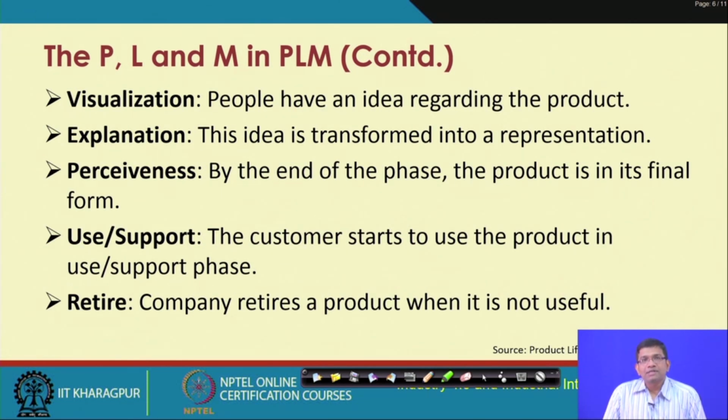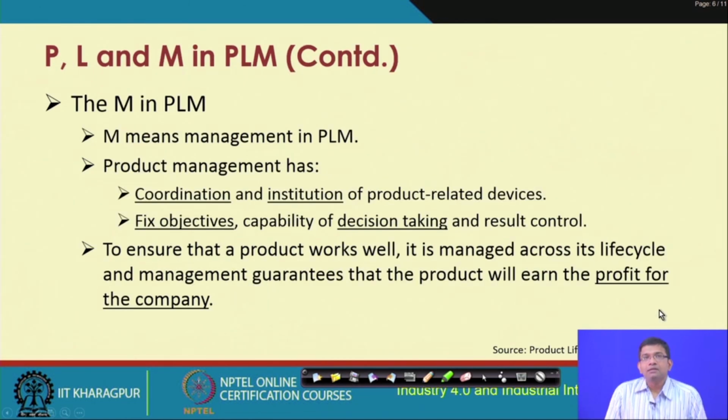Perceiveness or perception is at the end of the previous phase. The product has to be built in its final form, and then in the use or support phase, the customer starts to use the product. Once it is no longer useful to the company, the product has to be retired. So, why are we talking about all of these things? We need to understand the different phases of the life cycle of any product.